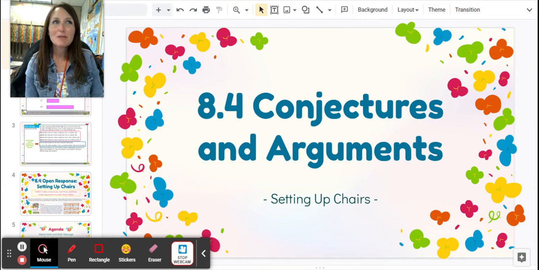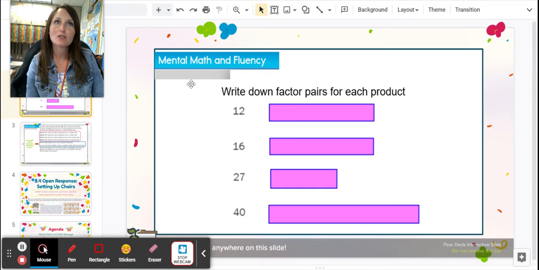And girls. Today we're going to be looking at 8.4 conjectures and arguments. These are big words and they seem like difficult concepts, but once we look at it today, I think it's going to make a little bit more sense. Today we're going to be practicing setting up chairs. All right, so as always though, we start with our mental math.